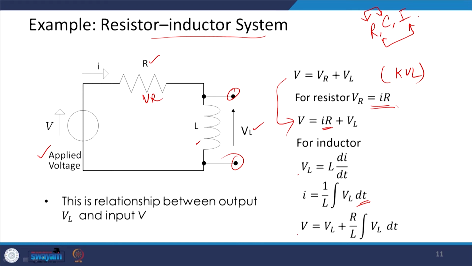So my expression is V is equal to VR plus VL. VR is already there, and here I can substitute for I as 1 by L integral of VL dt. So this is my equation. Now here also you can see that on the left hand side is my forcing function, which is the input voltage, and on the right hand side I have got VL as the parameter, that is the voltage across the inductor.